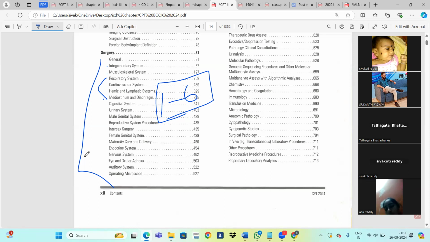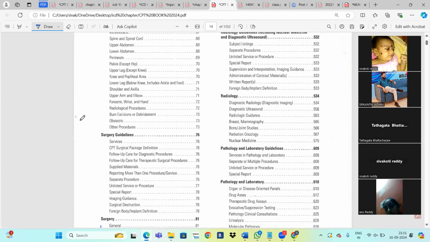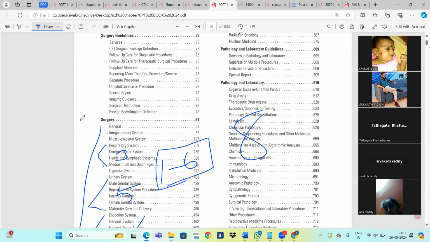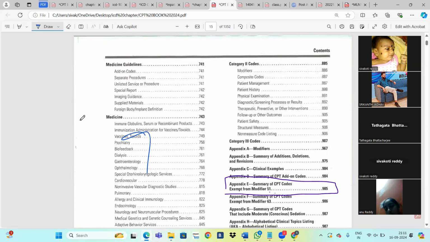Then urinary, male genital, reproductive, intersex, female genital, maternity care, the 5 series. Then endocrine, nervous system, eye, auditory, operating microscope, the 6 series. Clear? 1 to 6 series are surgery codes. Then radiology, like X-ray, CT, MRI, you will get in the 7 series. Pathology and labs, you will get in the 8 series. Then medicine procedures, the 9 series.